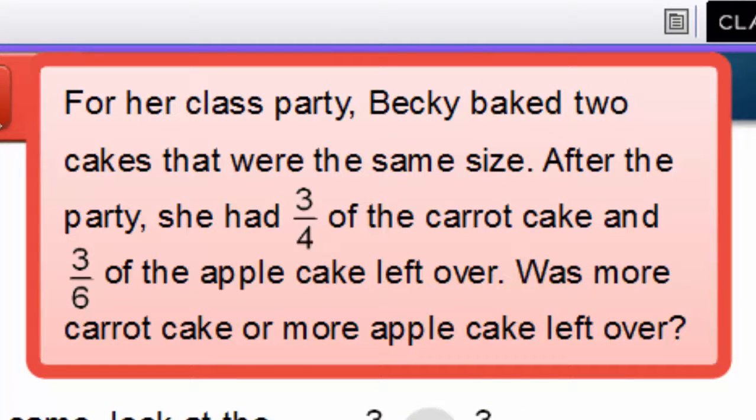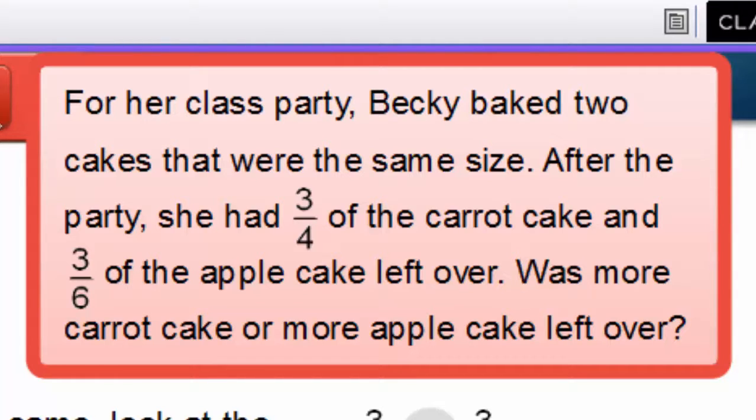For her class party, Becky baked 2 cakes, yummy, yummy cakes, that were the same size. Again, there we go with the same size. After the party, she had 3/4 of the carrot cake and 3/6 of the apple cake left over. Was more carrot cake or more apple cake left over? What I'm being asked to find is, was there more carrot cake or more apple cake left over?